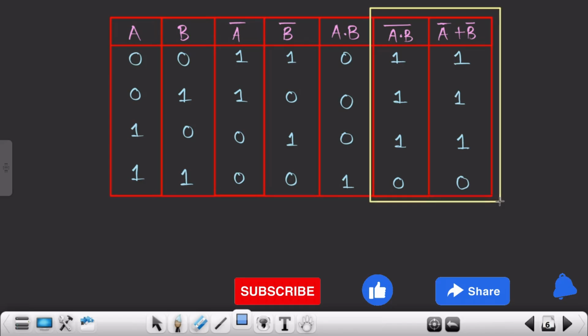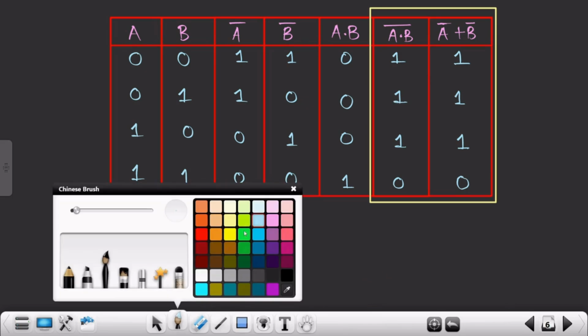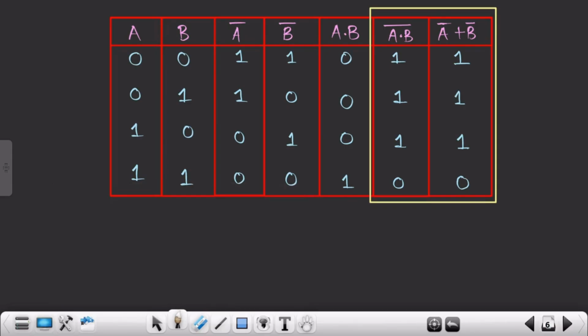See these outputs, A into B the whole bar and A bar plus B bar. The logic that we had got is 1 1 1 1 1 1 and 0 0. So this is the truth table for A into B the whole bar, and the truth table for A bar plus B bar is exactly similar. So from this truth table, what I can conclude is that A into B the whole bar is equivalent to A bar plus B bar. So this is the first rule of DeMorgan's law.